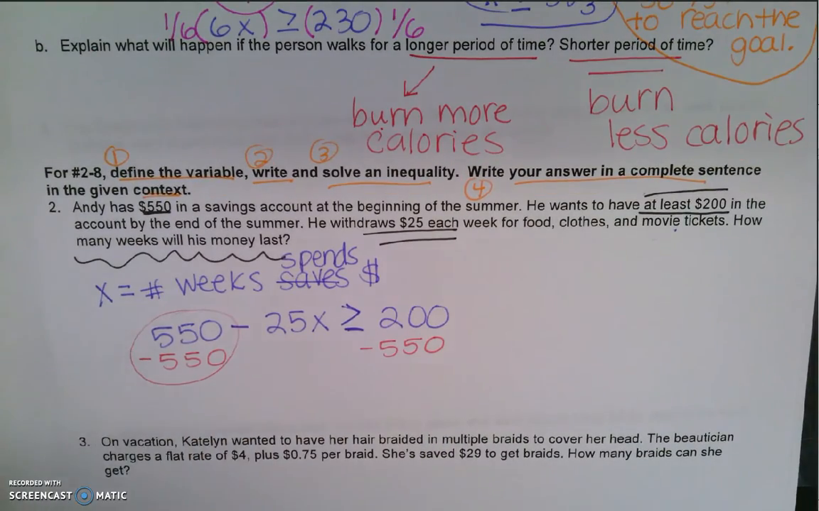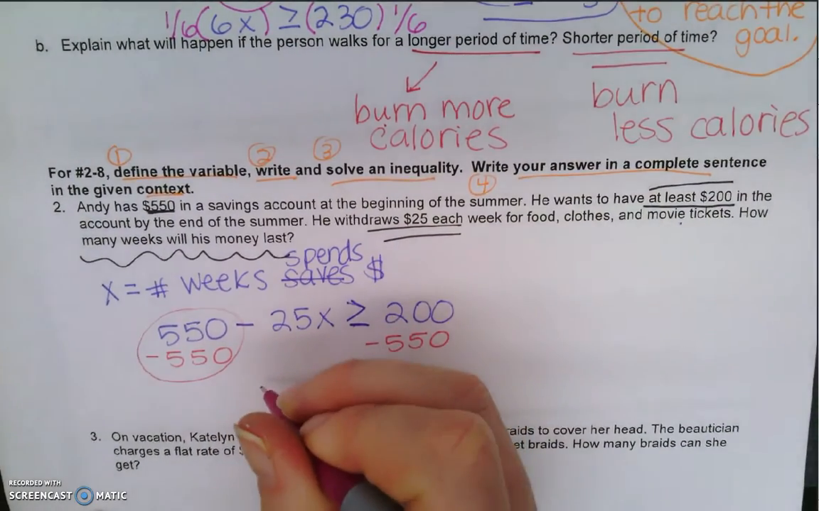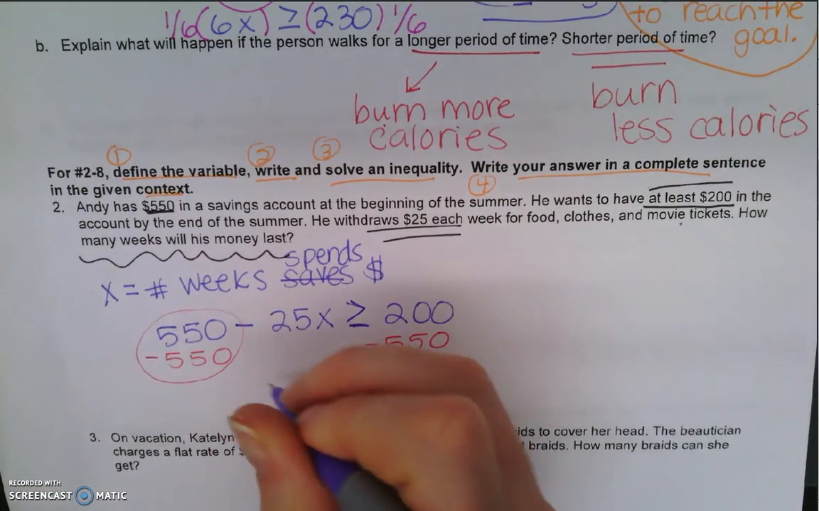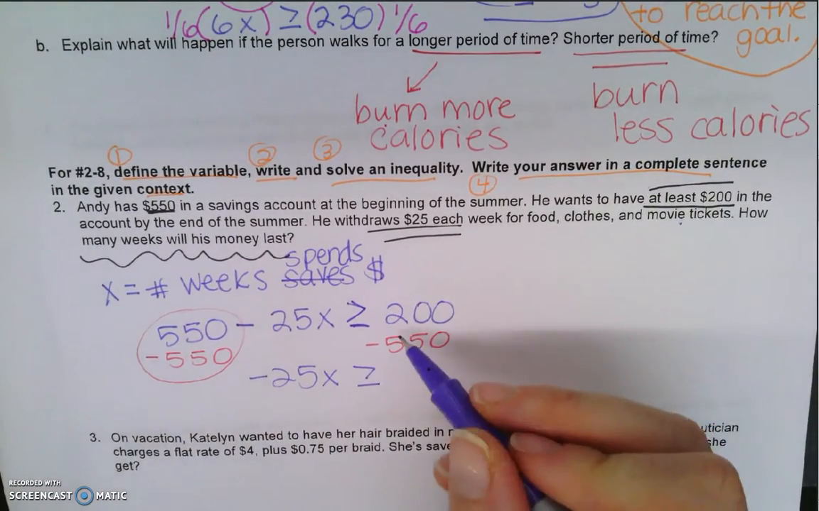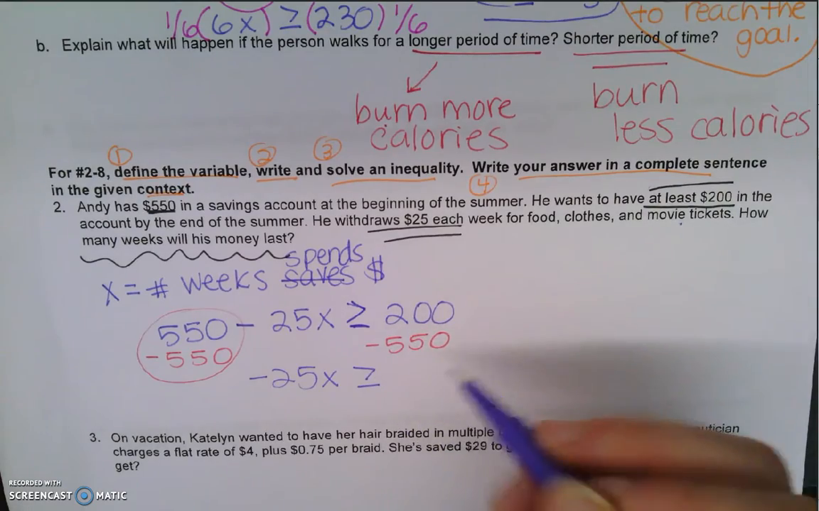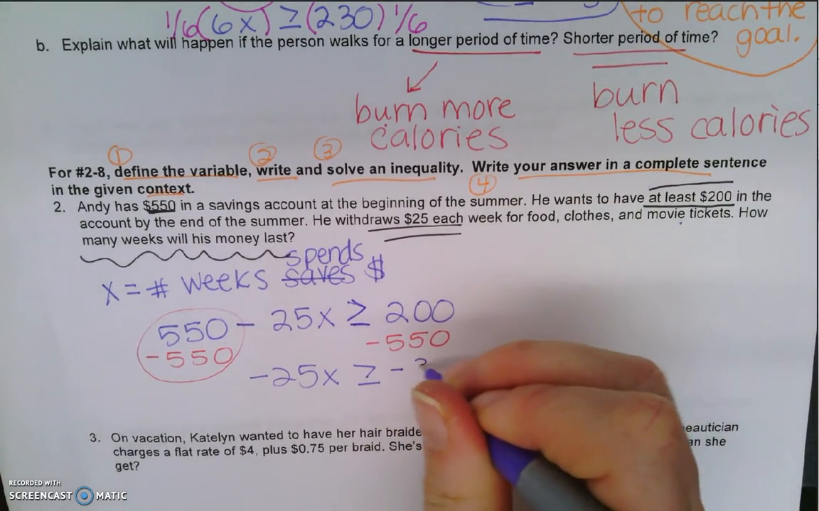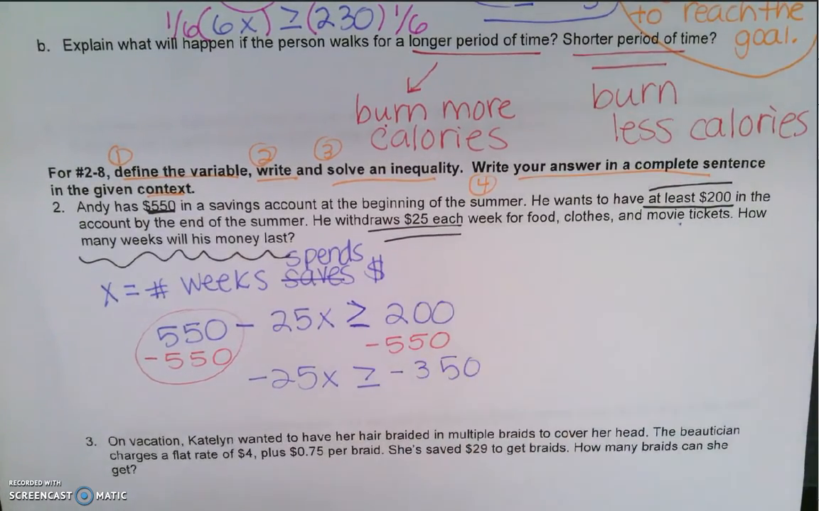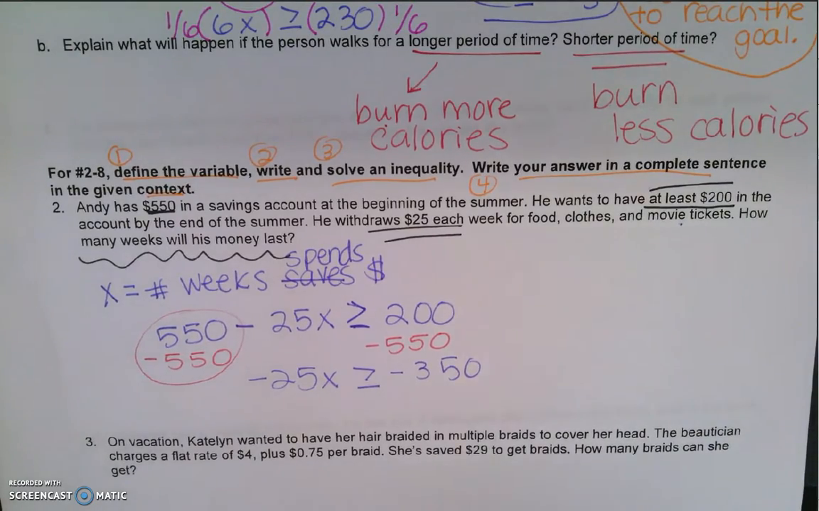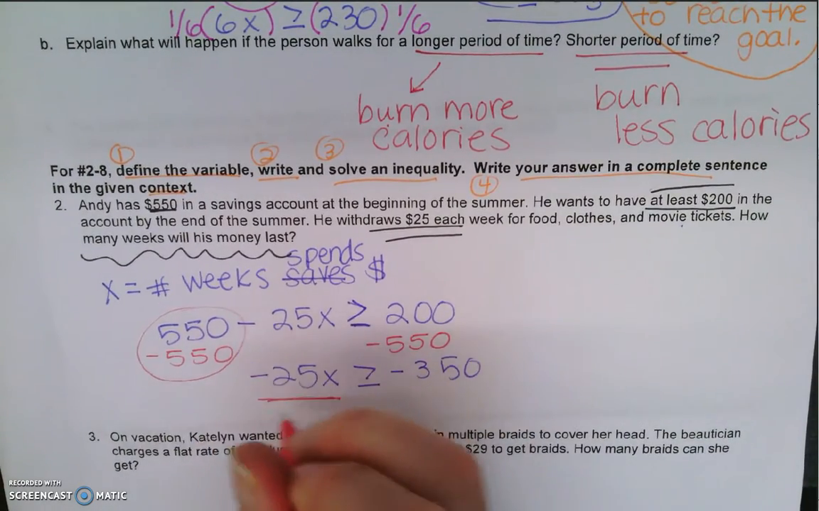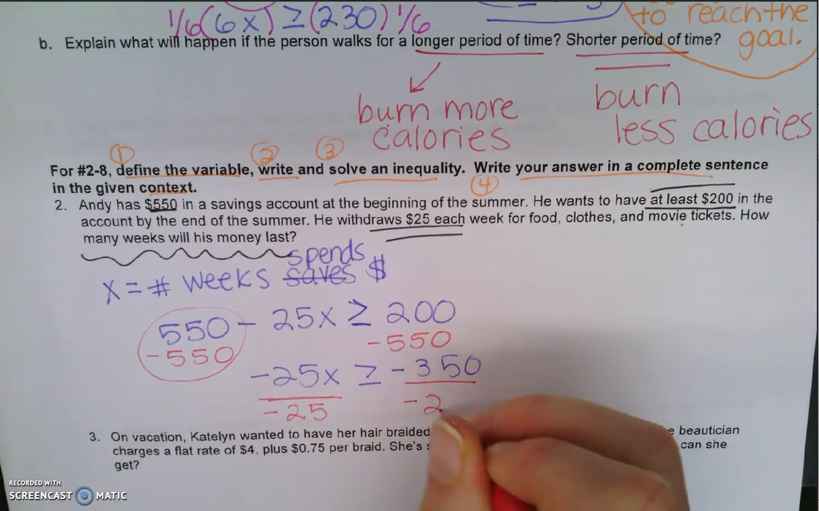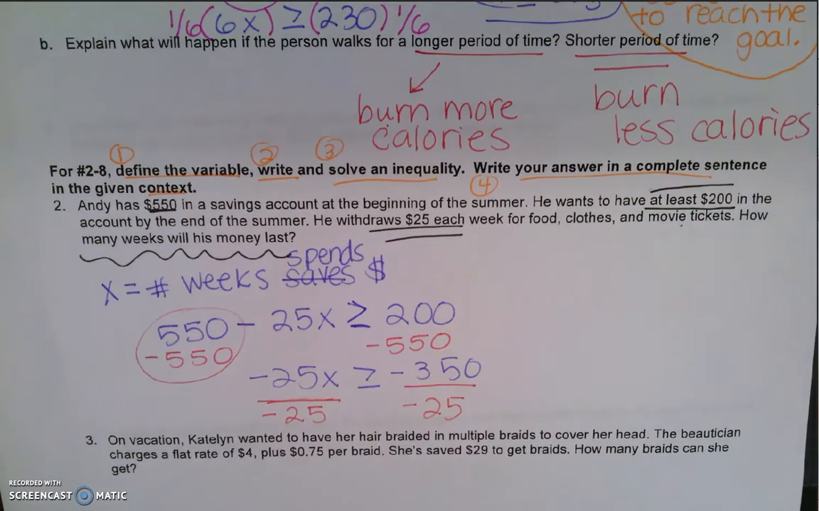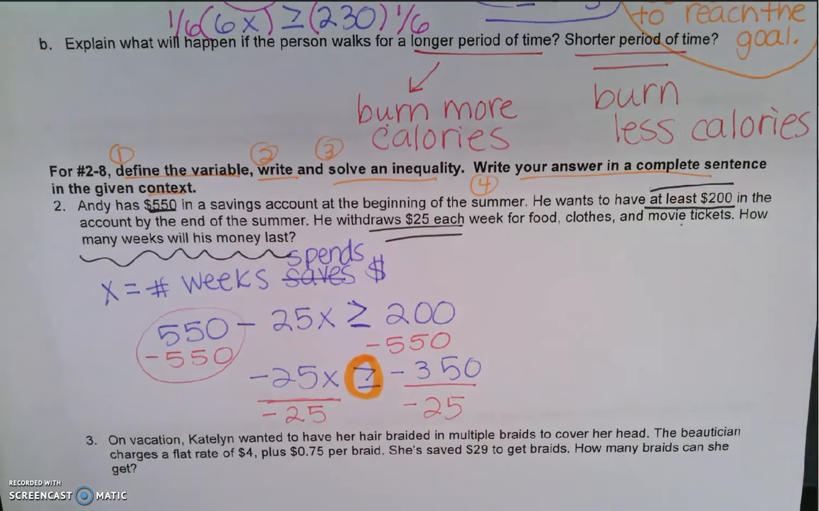You can go ahead and use your calculator if you want to. From here, we have negative 25x is greater than or equal to, well, 200 minus 550 is going to be negative 350. And then we still need to get x by itself. I'm going to divide both sides by a negative 25. Wait, what are you doing? Dividing both sides by a negative, you say? Don't forget to circle your inequality symbol so you don't forget to flip your symbol.